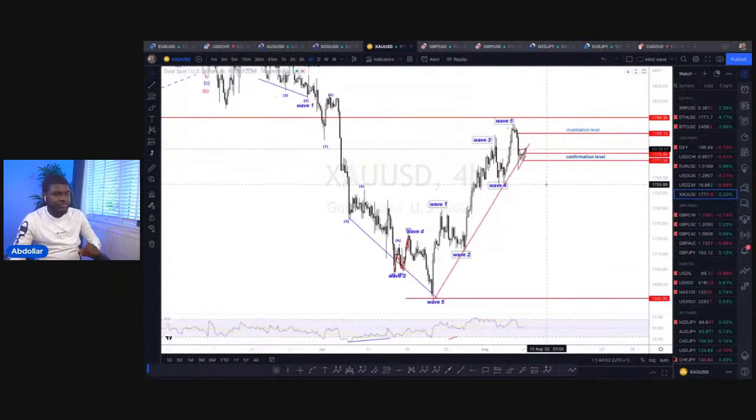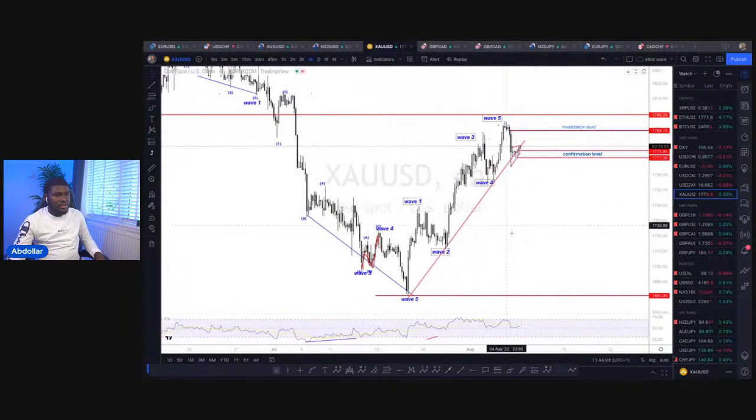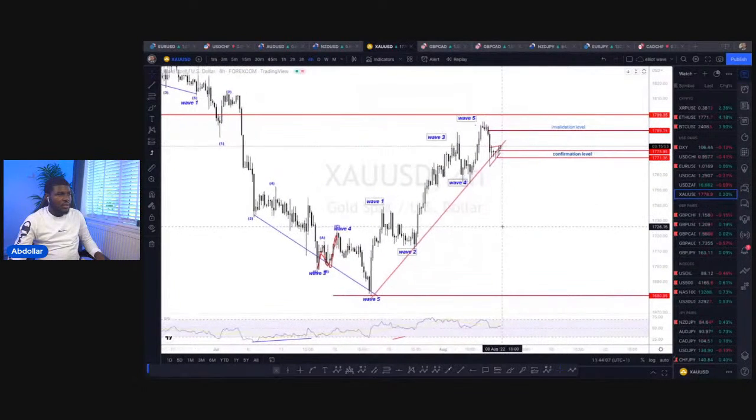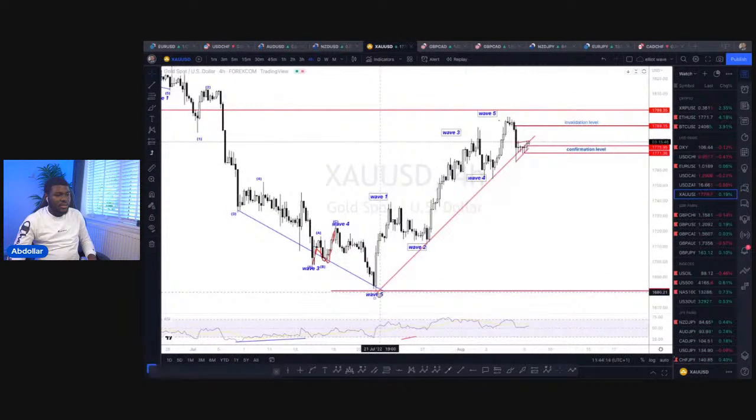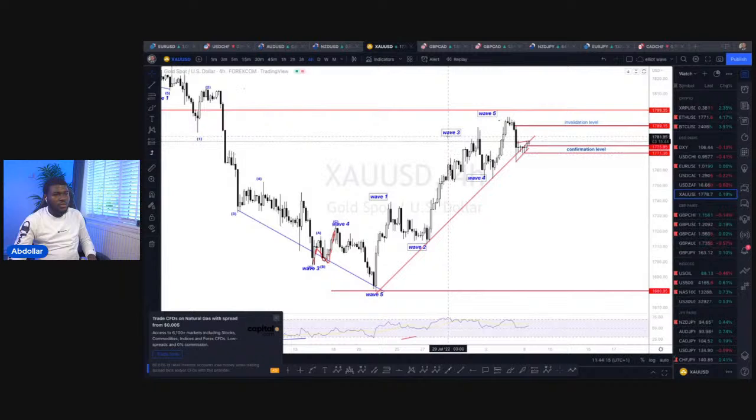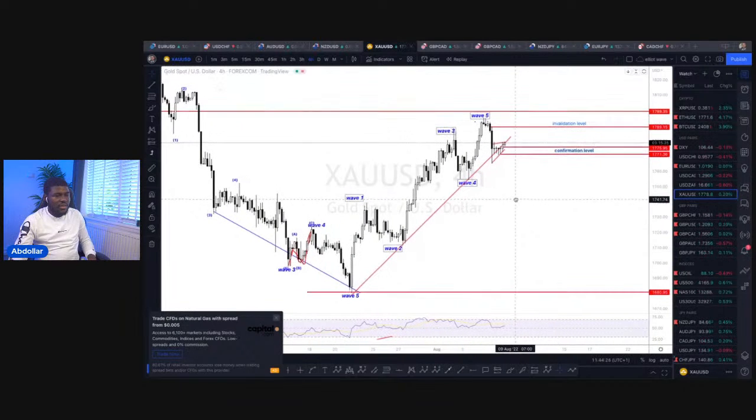Perfect. So guys, as you can see, this is gold on 4-hour time frame. It's so clear that we have an impulse right here from this very low. This is wave 1, wave 2, and wave 3 ended here. This is a correction of wave 4, and the hope of this impulse to the upside is our wave 5. So after the wave 5 has completed, you saw this bearish move. The fall started from 1794 and right here.